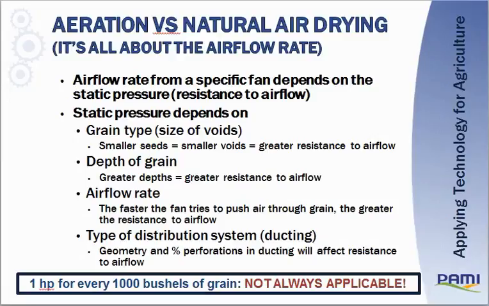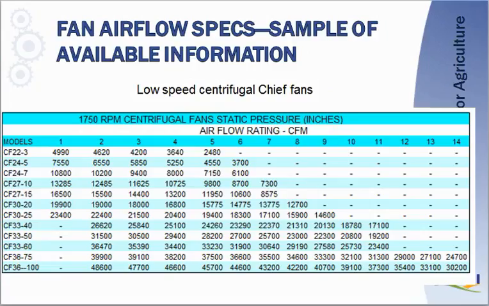So the standard rule of thumb for fan sizing is 1 horsepower for every 1,000 bushels of grain. But that is not always applicable, or doesn't really account for the full picture, because nowhere on this list of things that affect static pressure does it say volume of grain, which is what bushels represents. Depth of grain certainly affects static pressure, but volume itself doesn't. So accounting for only volume might be misleading in a lot of cases. Really, you need to account for all 4 of these things when determining static pressure and fan size.